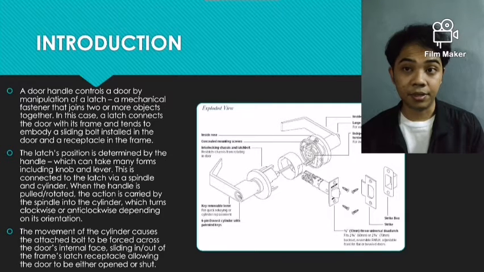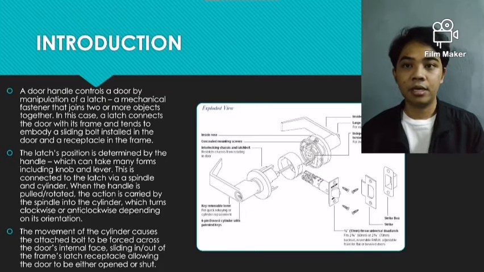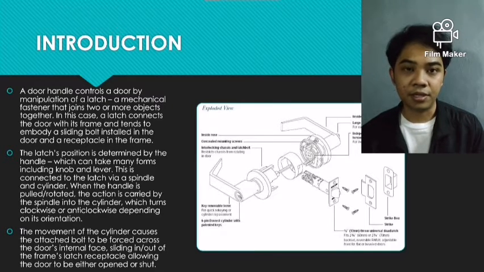The latch position is determined by the handle, which can take many forms including knob and lever. This is connected to the latch via a spindle or cylinder. When the handle is pulled or rotated, the action is carried by the spindle into the cylinder, which turns clockwise or anti-clockwise depending on its orientation. The movement of the cylinder causes the attached bolt to be forced across the door internal face, sliding in or out of the frame's latch receptacle, allowing the door to be either open or shut.